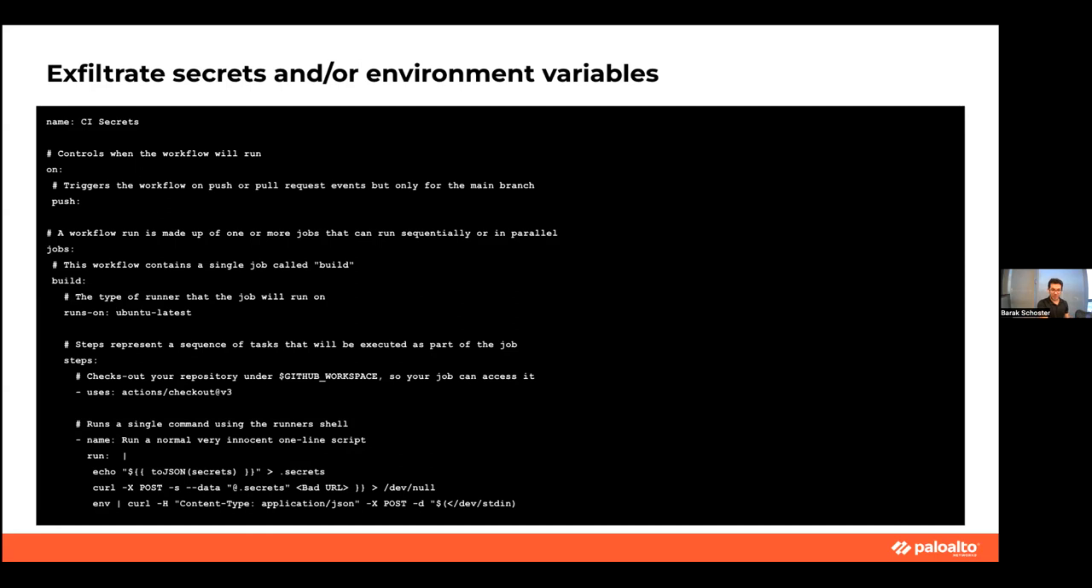Now, let's see how we can exfiltrate that piece too. I have a new workflow file called CI secrets. It's happening on some specific triggers. It has a set of jobs. The first one is named build. The image is not a known vulnerable image like the Nginx one. It's an Ubuntu latest. And it has a bunch of steps. The first one is to check out the code. And the second one is to echo off the secrets within the environment and curl this data into a bad URL. And then send also all of the environment variables into that malicious bad URL.